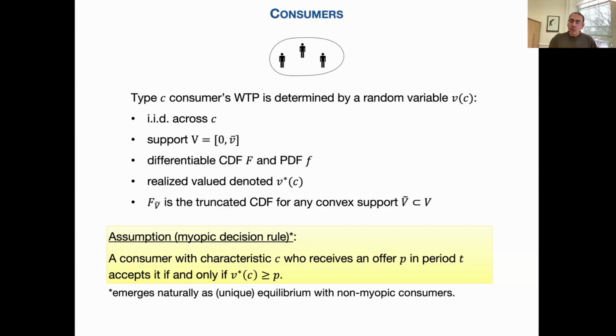Okay? This distribution, for this first part, is the same for all individuals with the same characteristics, but of course, individuals with different characteristics will draw a different value. The basic assumption is the myopic decision rule. A consumer with characteristic C will accept an offer P in period T whenever the value is bigger than the price. Okay? And I'm going to talk a little bit more about how this relates to non-myopic consumers. But for the moment, I'm just taking these myopic consumers.